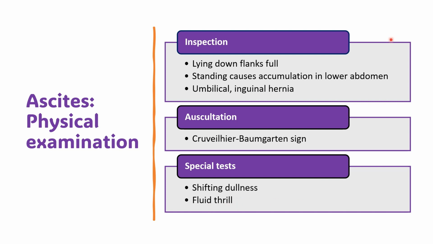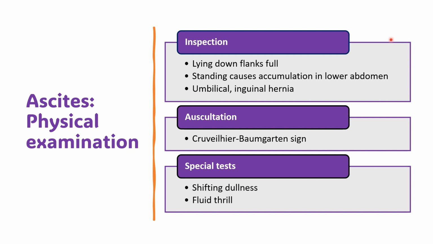So essentially, in shifting dullness, what you want to do is percuss from the level of the umbilicus to the area of the suspected fluid, and when you percuss, the sound should go from resonant to dull. So it should go dull when you reach the area where you suspect that the fluid is. You can then ask the patient to roll onto the other side and then re-percuss, and then the area which was dull will now sound resonant. And that's essentially how you do it.